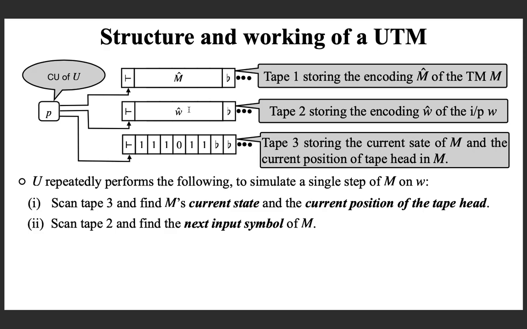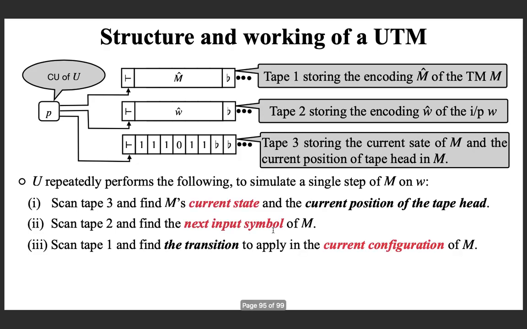Recall that it is represented in unary. So if it is I ones, that means the ith input symbol. That's it. Now scan tape 1. What is tape 1 containing? The binary encoding of the Turing machine. So definitely all its transitions are stored over here. So now you know the current state of this machine that you read from here, and you read the position of the read write head from here. Using that you found the input symbol. So you got the current state and the current input symbol.